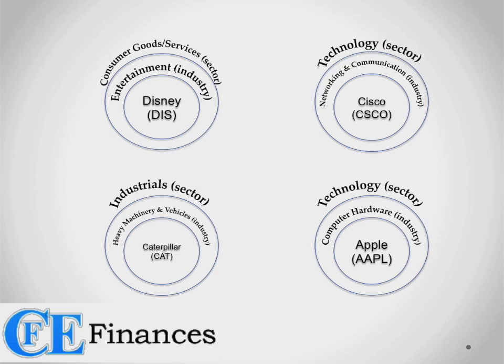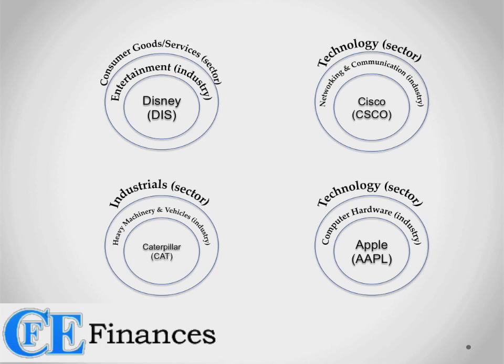Then you have Caterpillar, which is part of the heavy machinery and vehicles industry, which is part of the larger industrial sector. Then on the right-hand side, you have 2 stocks that are in the same exact sector, but in different industries, where Cisco is more of a networking and communications industry, and Apple falls under computer hardware.